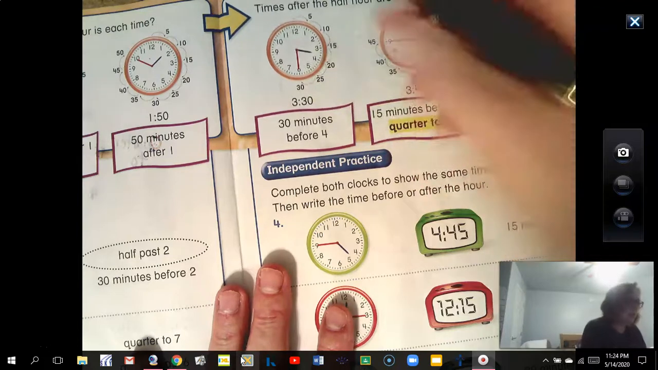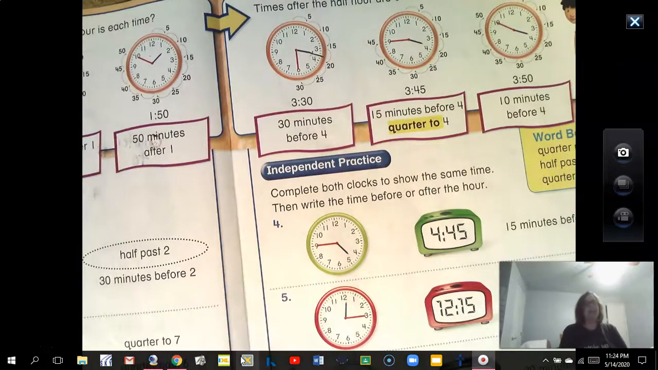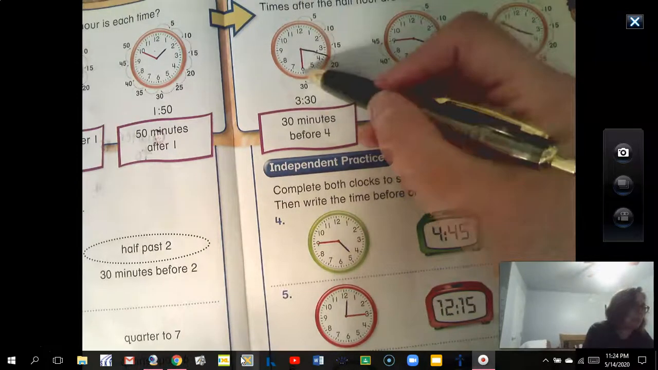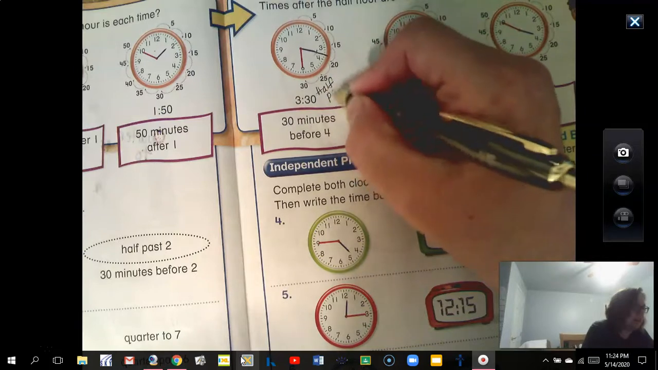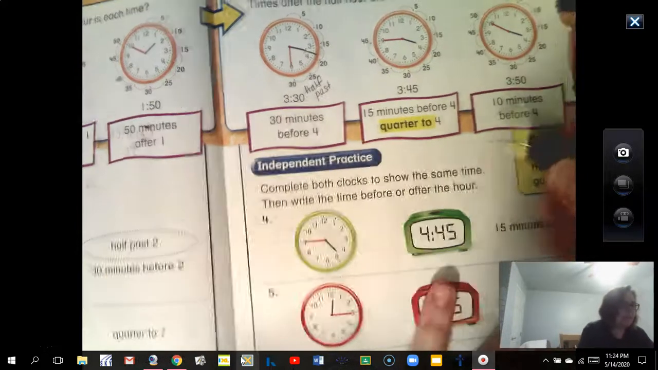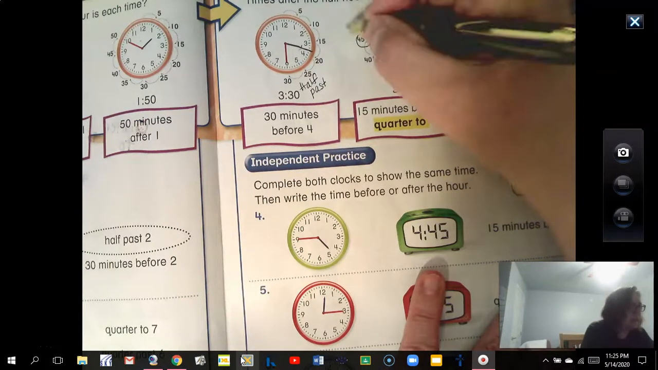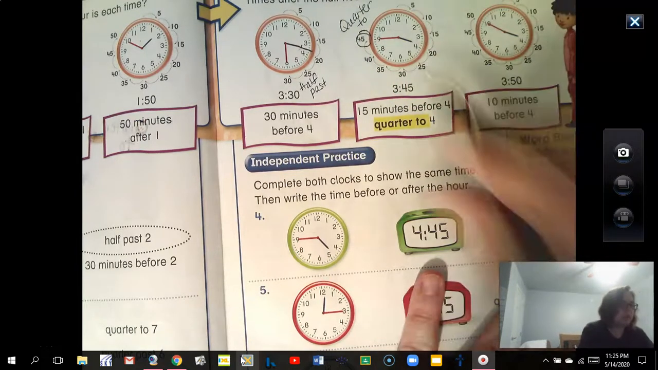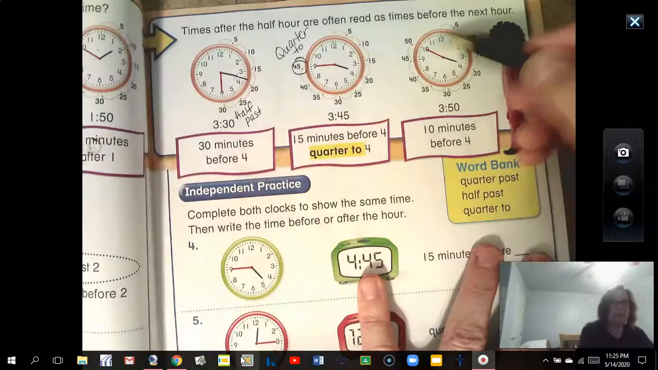This one, 3:30, notice how that hour hand's right between the 3 and the 4. It's not on the 3 and it's not on the 4. It moved halfway, just like this minute hand moved halfway around the clock. So half past. And then over here, we have quarter to, and it's going to be 4, quarter to 4. Okay, and then this one's 10 minutes before 4. So those are the things that we just went over.